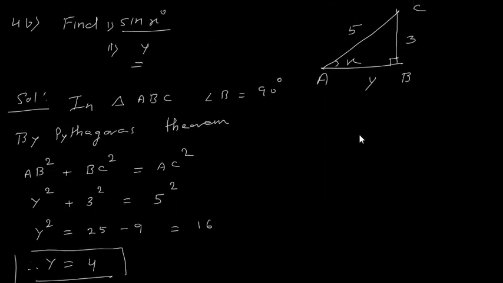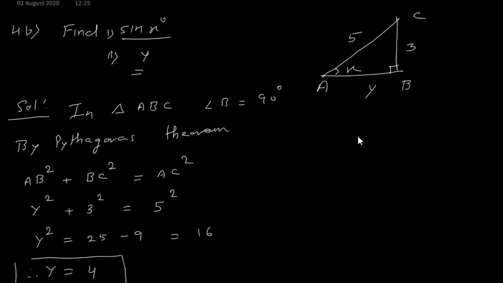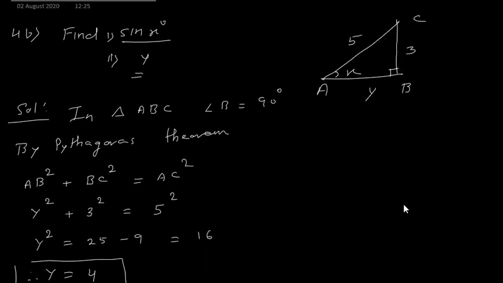So the value of y we have found out. Now sin x, how do we get the value of sin x? For sin x degree, we can say it is opposite, which is BC, upon hypotenuse, which is AC. The formula for sine of angle is opposite side, that is perpendicular, upon hypotenuse. Now the value of BC is 3 and the value of AC is 5. So sin x is equal to 3 upon 5.